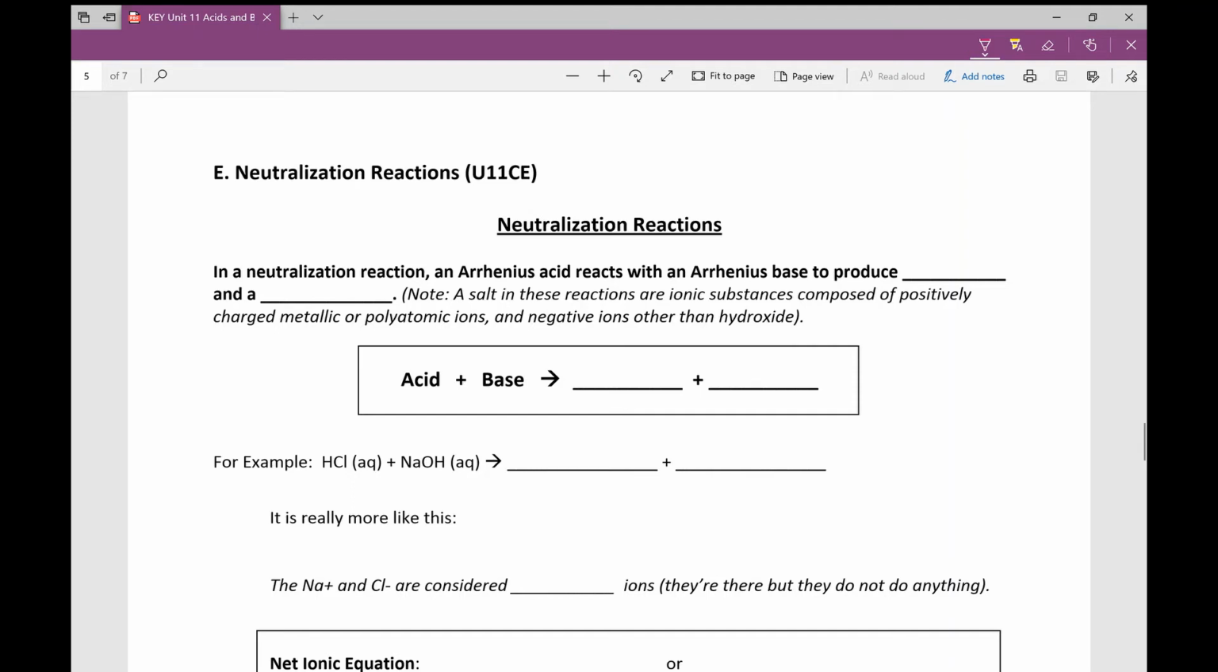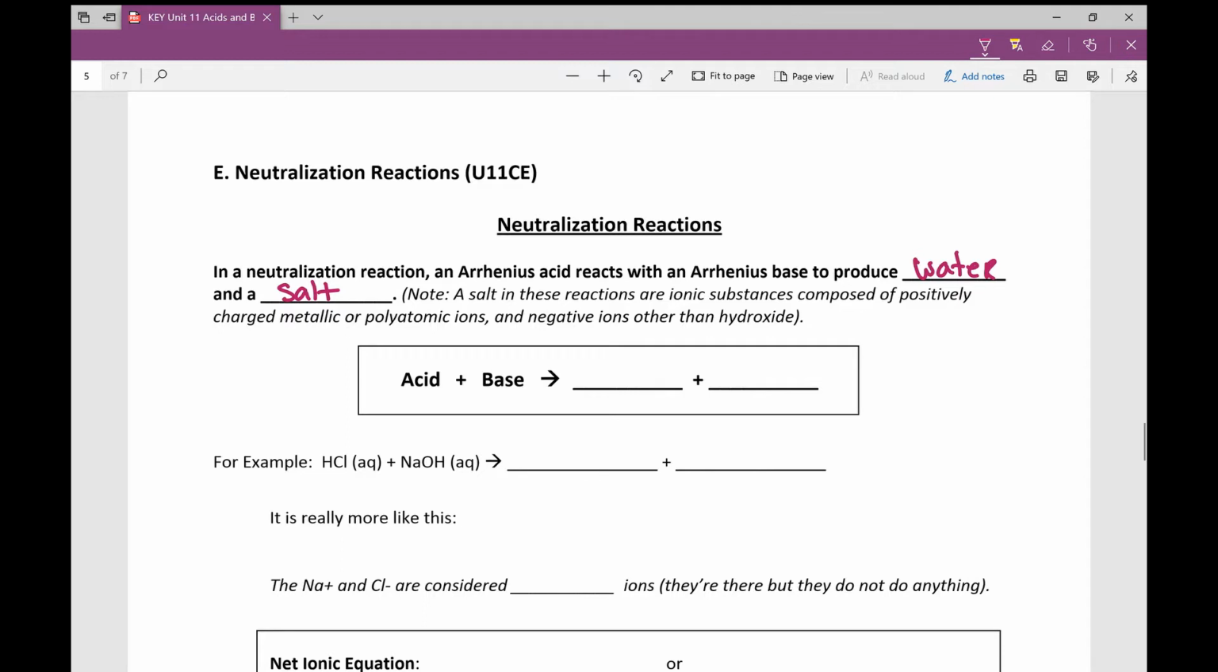Hello, we are going to be moving into neutralization reactions between acids and bases. In a neutralization reaction, an Arrhenius acid reacts with an Arrhenius base to produce water and a salt. Please understand that when I'm using the word salt here, it's not just talking about table salt, sodium chloride, but an ionic substance composed of a positive ion with a negative ion that will dissolve into an electrolyte.